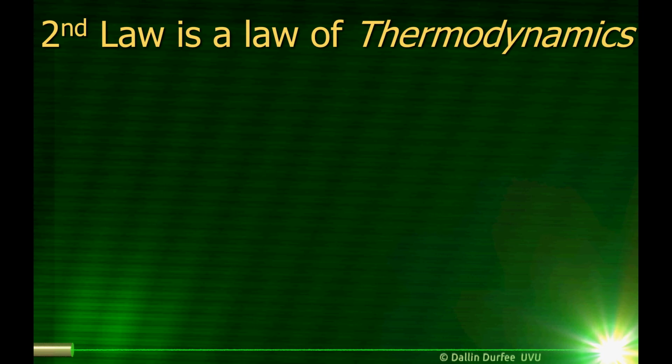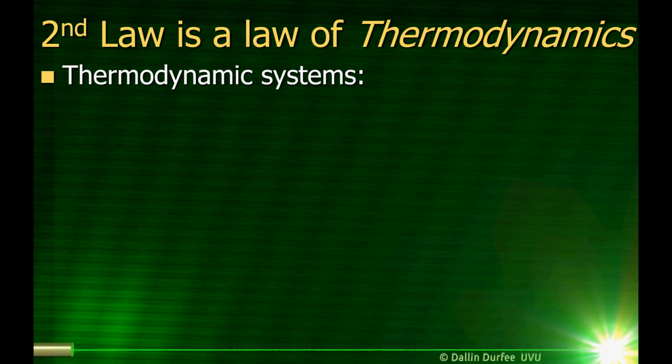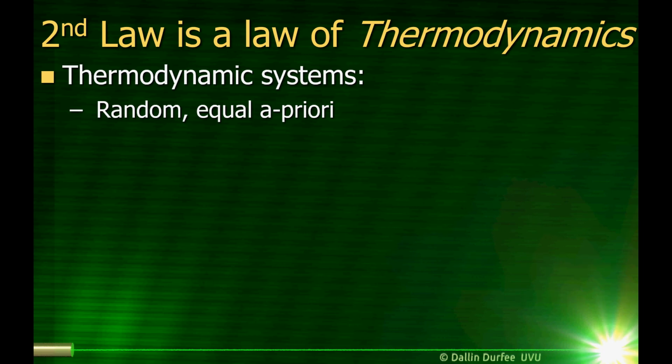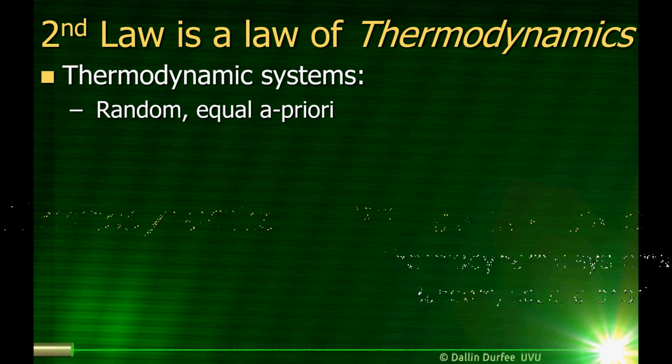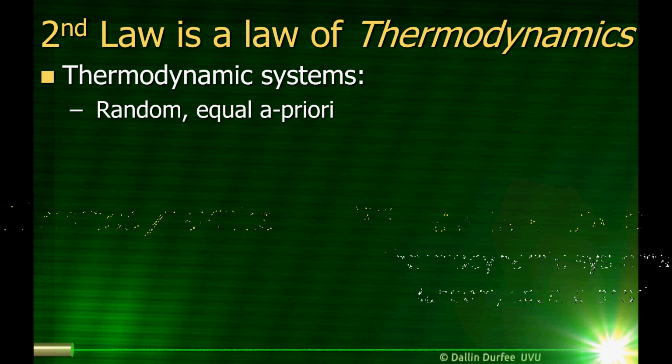The second law of thermodynamics is a law of thermodynamics. So thermodynamic systems, what are thermodynamic systems? The second law of thermodynamics only applies to thermodynamic systems. So we need to know, what is a thermodynamic system? Well, a thermodynamic system is one where each microstate is equally possible. All right, so when we drop our coins on the floor, there's all these different microstates. Each one is equally possible. All right, that's our random equal a priori assumption.